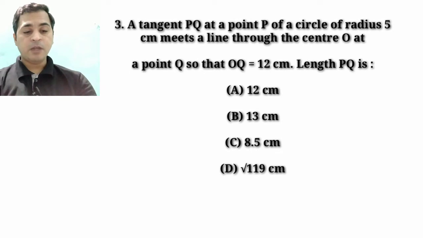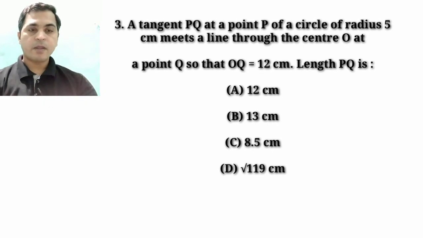So students, once again repeat the question. A tangent PQ at a point P of a circle of radius 5 centimeter meets a line through the center O at a point Q so that OQ is equal to 12 centimeter. So we have to find out the length of PQ. Okay students, let us solve this problem.